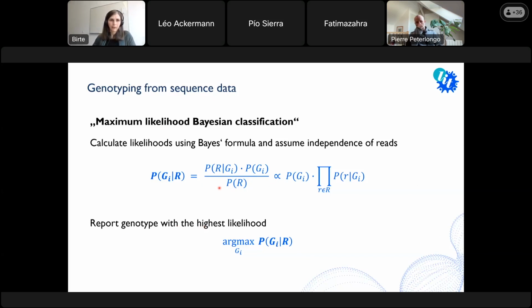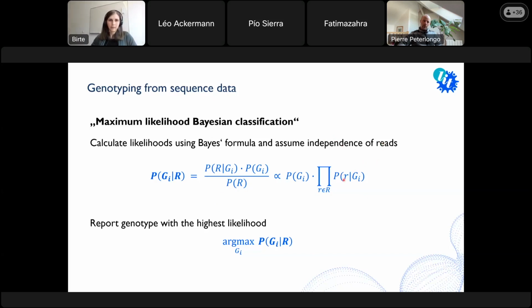In Bayes' formula, you can actually ignore the probability of your data because it's going to be the same for all three genotypes, and then it cancels out. So we can ignore that, and then we are left just with the prior probability and this conditional likelihood here, which we split up in a product over all reads, assuming independence of the reads.